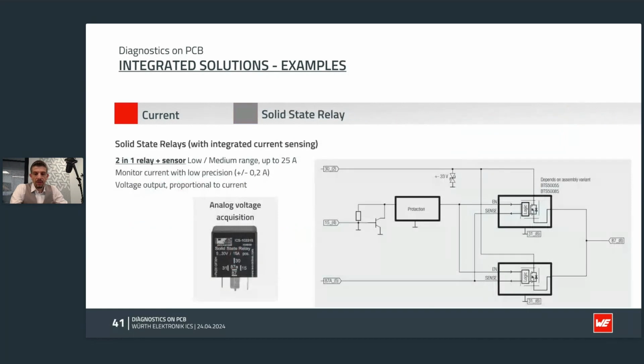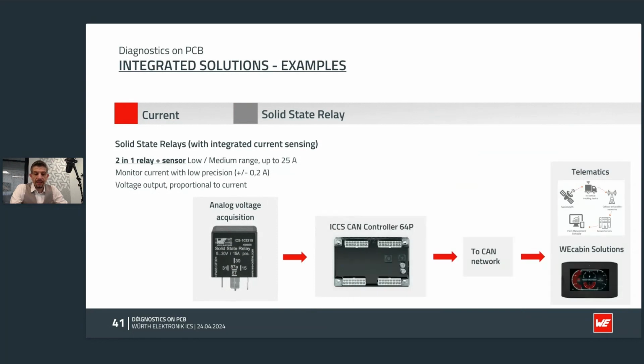We are also offering current measurement in somehow simpler modules, like our solid-state relays, which are devices in a mini ISO relay shape, so pluggable into our sockets. With a range from 5 to 25 ampere, those relays return a voltage proportional to the current passing through them. Here again, we are using the SmartFET technology, which allows them to be protected against short to battery or short to ground. To evaluate the current, those SSRs can be used in combination with a controller to measure the value and provide the diagnostic to the system.